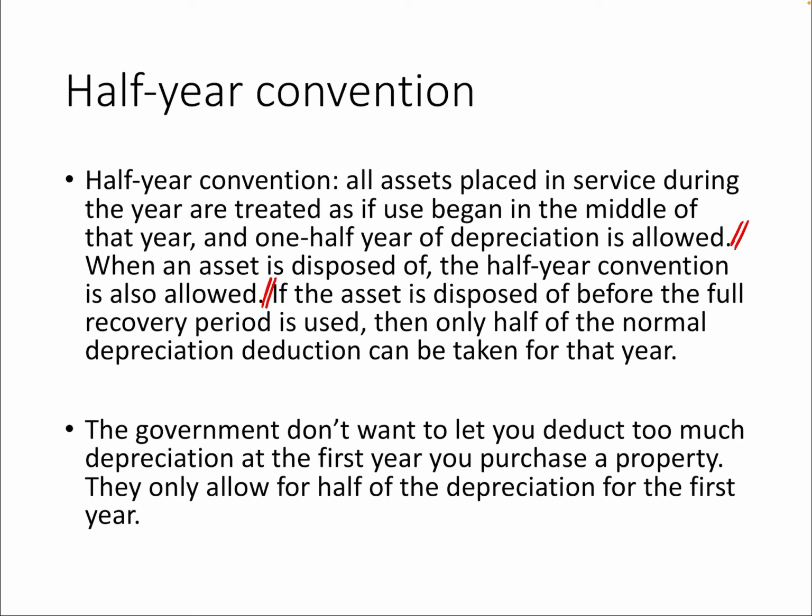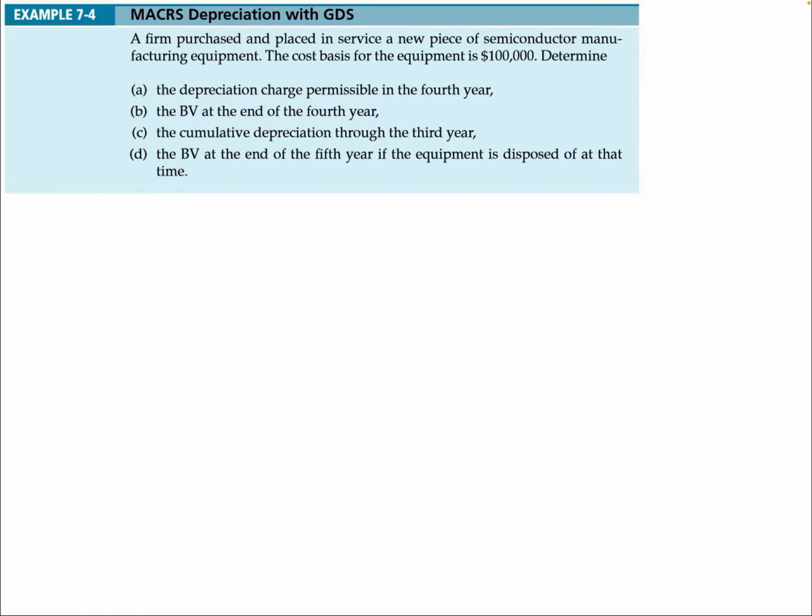Okay, so that's the rule. The government doesn't want to let you deduct too much depreciation in the first year you purchase a property. That is why the R1s are smaller than the R2s. They only allow half of the depreciation for the first year. So this is the half-year convention. Now let's take a look at this example: MACRS depreciation with GDS. That's the method you want to use.